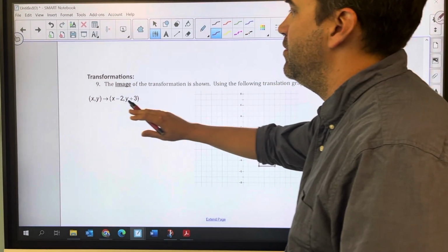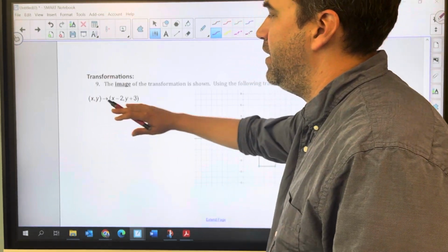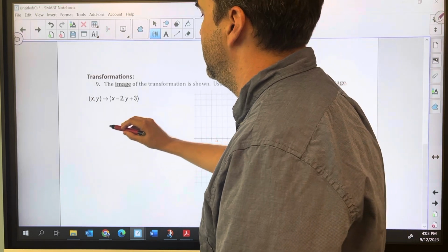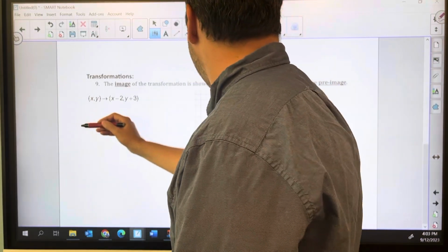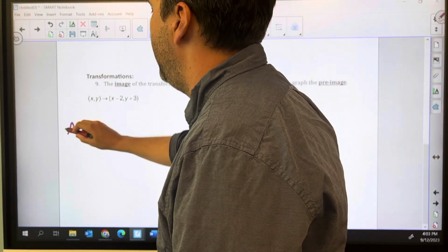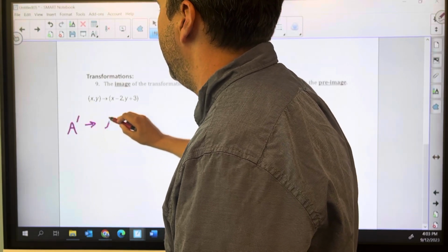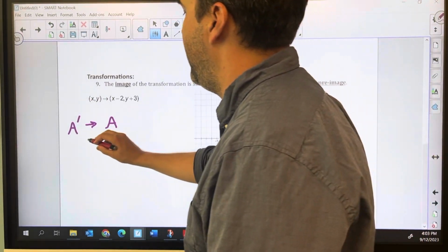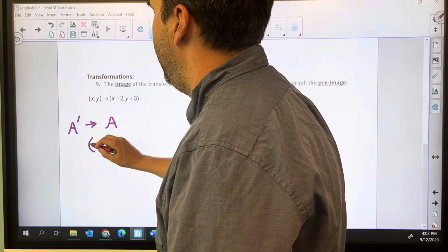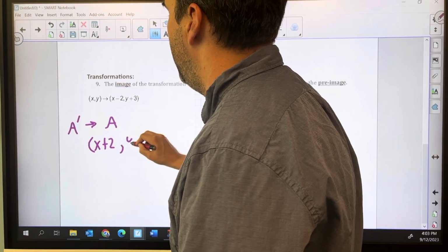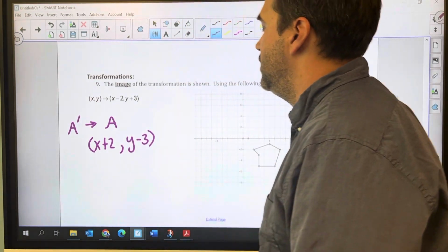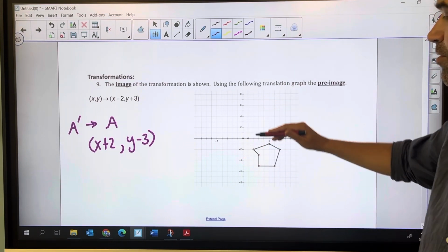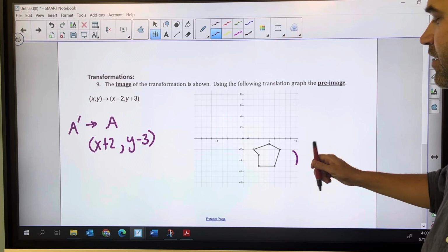So while this is going from xy to x minus 2, y plus 3, if I want to go backwards, and I want to go from A prime back to A, then my map, my function is going to actually be x plus 2 and y minus 3. So this image is already moved left 2 and up 3. So I know I'm dealing with the shape down here in this area.